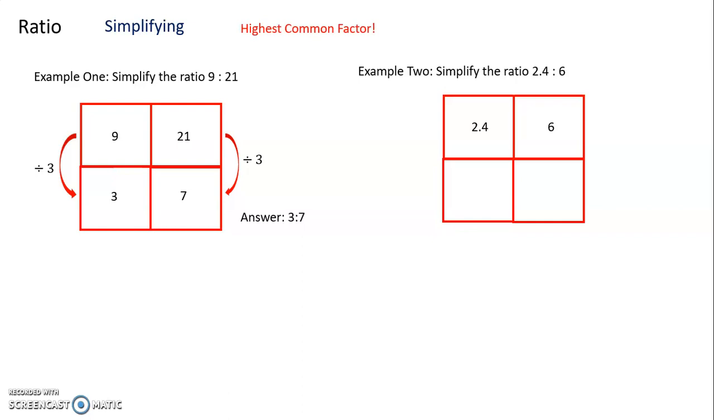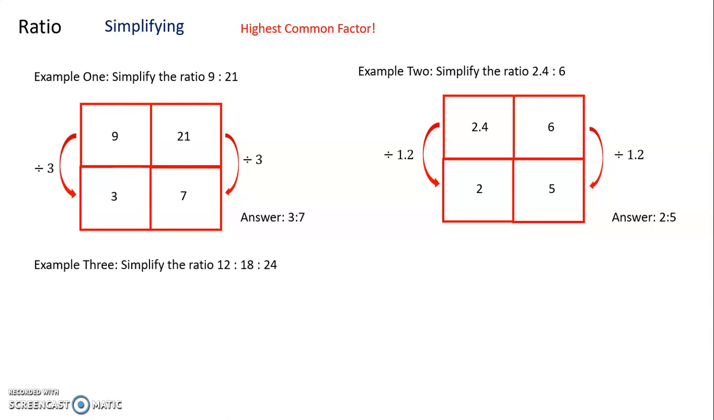So I can then work backwards and say, well, if 12 divides into 24 and 60, then 1.2 is going to divide into 2.4 and 6. So I'm going to divide by 1.2. And that will give me 2 on the left-hand side and 5 on the right-hand side. So when I simplify, I am looking for integer numbers in my answer. I can't leave decimals or fractions in there. And so my answer is going to be 2 to 5.